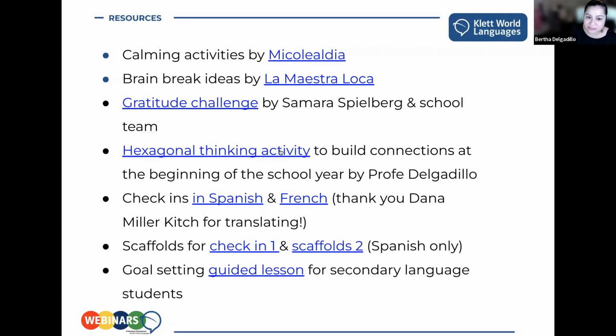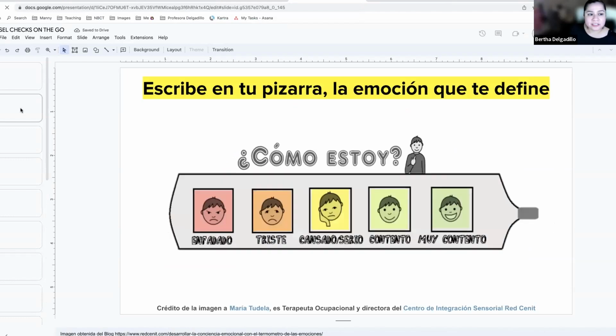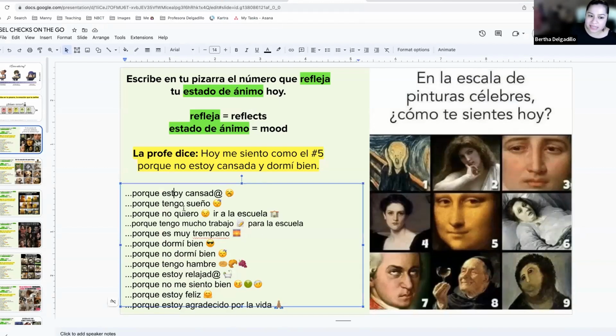There's a hexagonal thinking activity to build connections at the beginning of the school year that I created. And this is what I was talking about for check-ins. Every morning, this is an example of a check-in. I just copy and paste the slide that I want to use that particular day. And this is what I mean by giving them scaffolds.